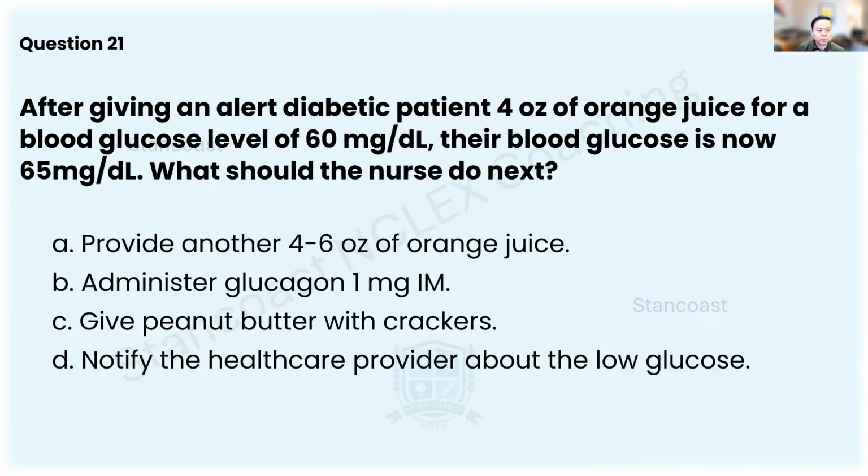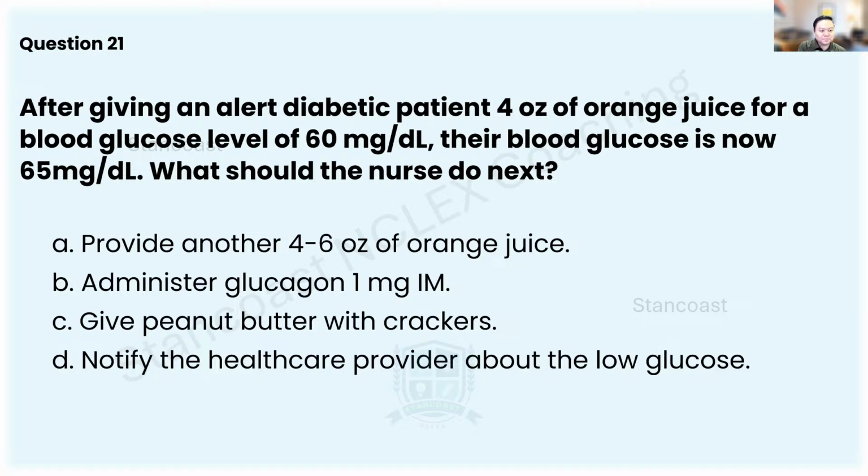Alrighty. Let's have number 21, which is the last one. After giving an alert diabetic patient 4 ounces of orange juice for a blood glucose level of 60 milligrams per dL, their blood glucose is now 65 milligrams per dL. What should the nurse do next? Is it A, provide another 4 to 6 ounces of orange juice, or B, administer glucagon 1 milligram IM, or C, give peanut butter with crackers, or D, notify the healthcare provider about the low glucose?